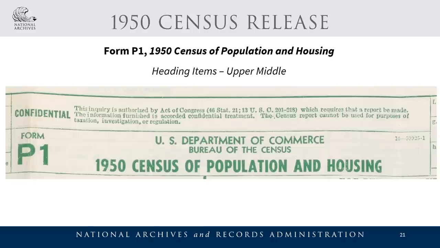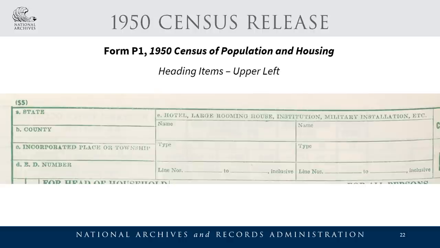At the upper left side of the Form P1 are heading items that identify the location of where the census was taken: the state, county, incorporated place or township, enumeration district number, and if it was an institution or a facility such as a hotel or a large rooming house, the name of that facility, the type of the facility, and the line numbers on the page that pertain to that facility.